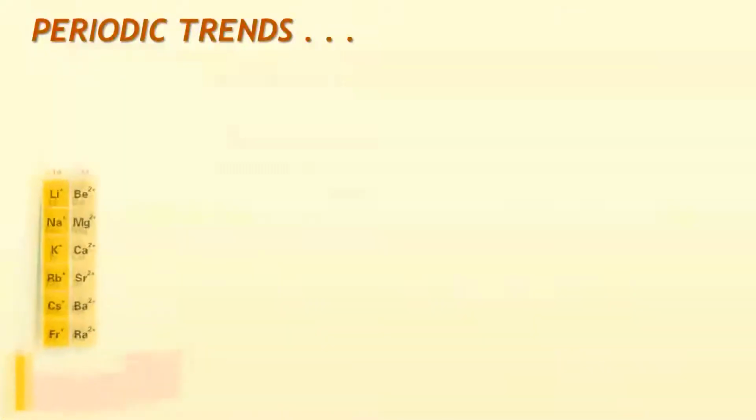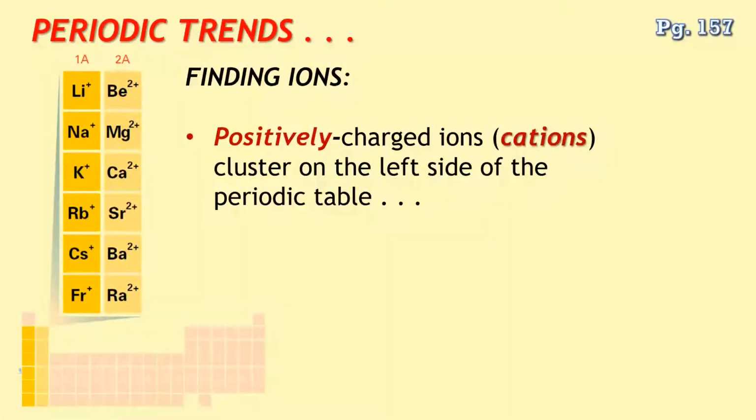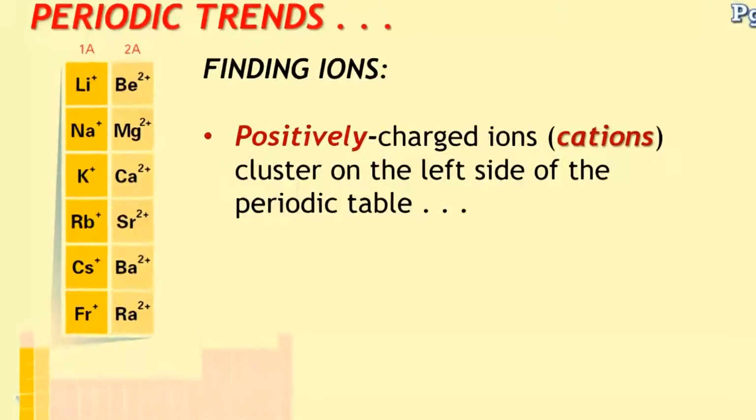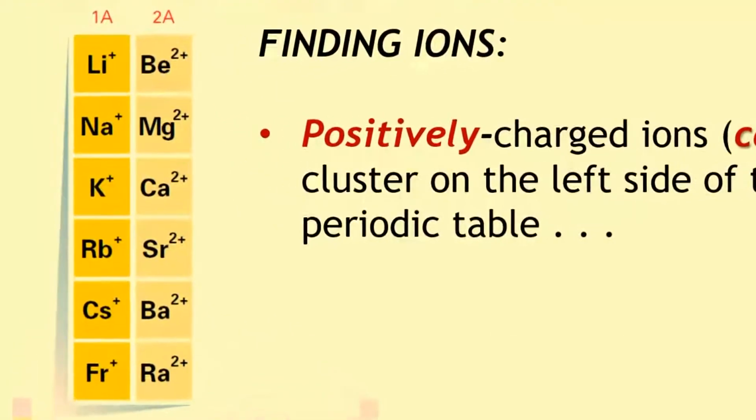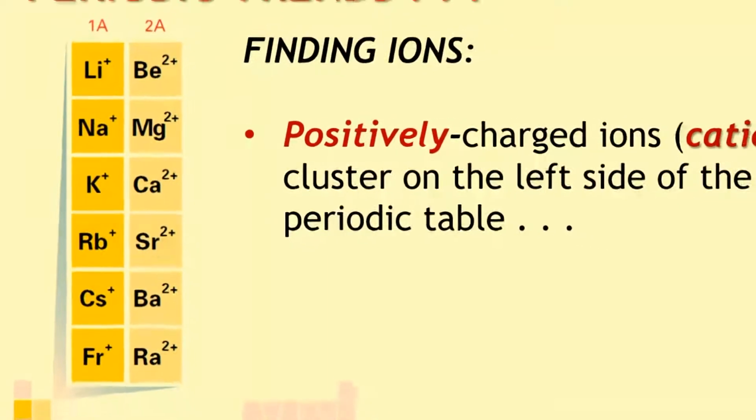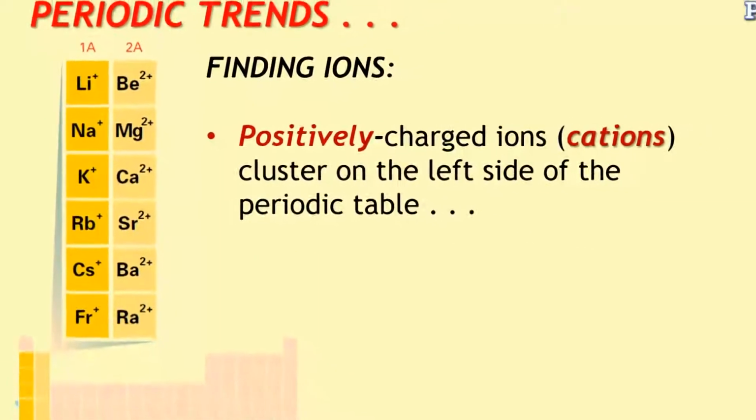How do we find ions with the periodic table? Well, there's a clear trend. We find positively charged ions, called cations, on the left side of the periodic table. So group 1A, as you see, lithium, sodium, potassium, rubidium, cesium, francium, those all tend to be 1+. And next to it, group 2A, beryllium, magnesium, calcium, strontium, barium, and radium, they all tend to be 2+. And the same thing is true for group 3A. They are positively charged, 3+.